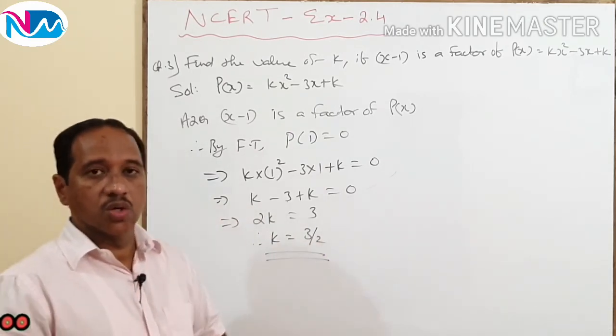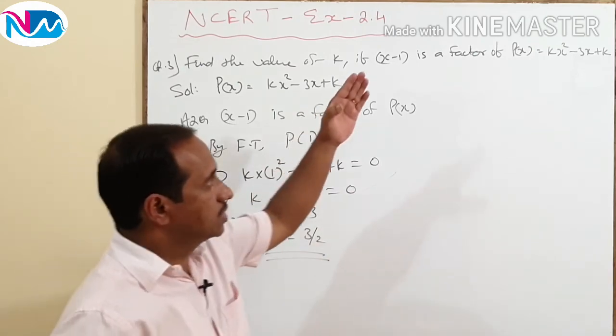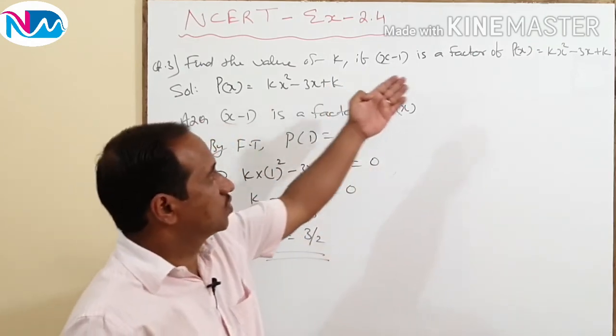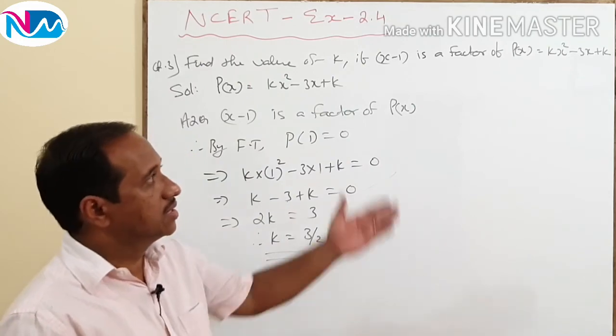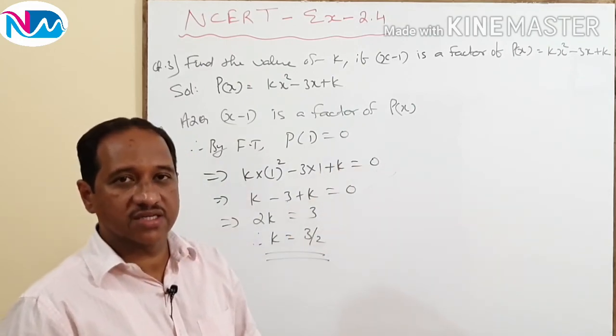So this is how we can find the value of the variable k if x minus 1 is a factor of the polynomial kx square minus 3x plus k.